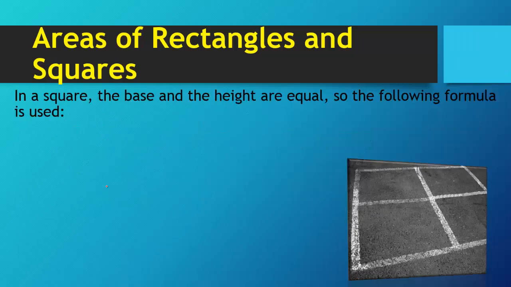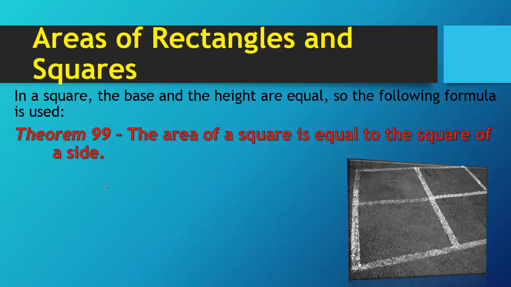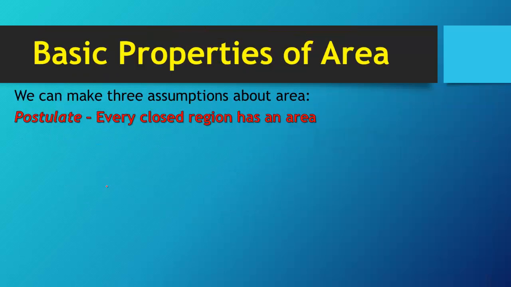Okay, in a square, base and the height are equal, so we can use the following formula, which is Theorem 99. The area of a square is equal to the square of a side. So basically, you take one side of the square and square it like that, and that'll give you the area of a square. Simple enough. Okay, and the length of a side is S.